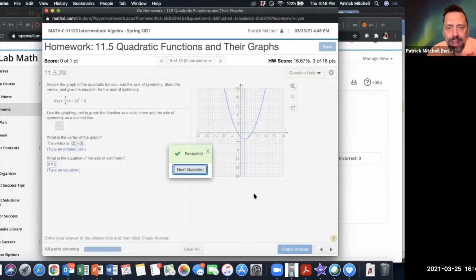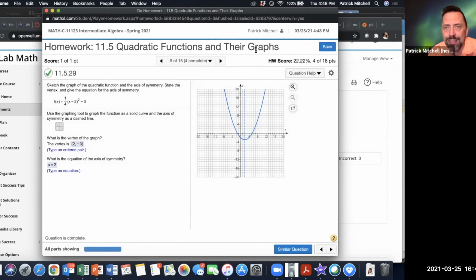All right, and that's about all you're going to see in this section. Next section will be more graphing quadratic functions, but when the functions are in a different form. All right, so we'll see you next time to talk about that.